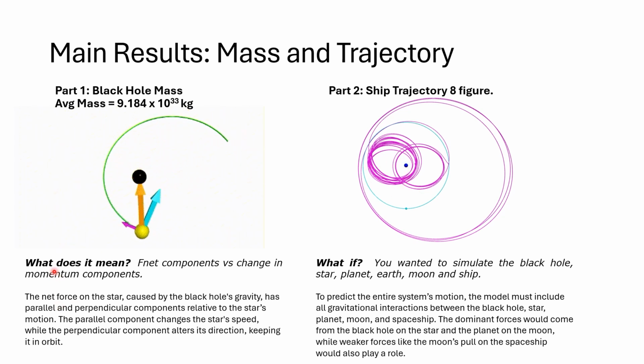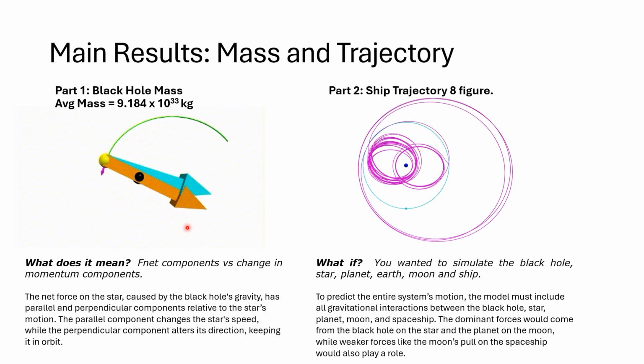Now, what does it mean? What is the difference between Fnet and its components and the momentum? You can actually see it right here. Fnet is just the change in momentum. The momentum is a vector of magnitude of the momentum times the momentum's direction. So Fnet is really this central yellow-orange arrow, and it just tells you the change in momentum in its entirety.